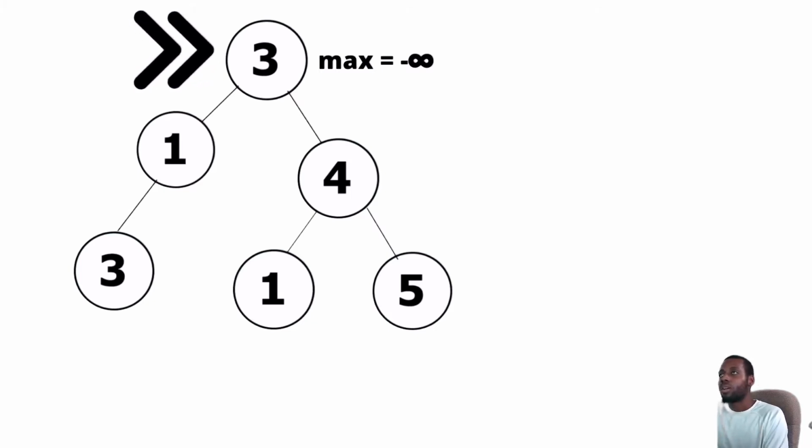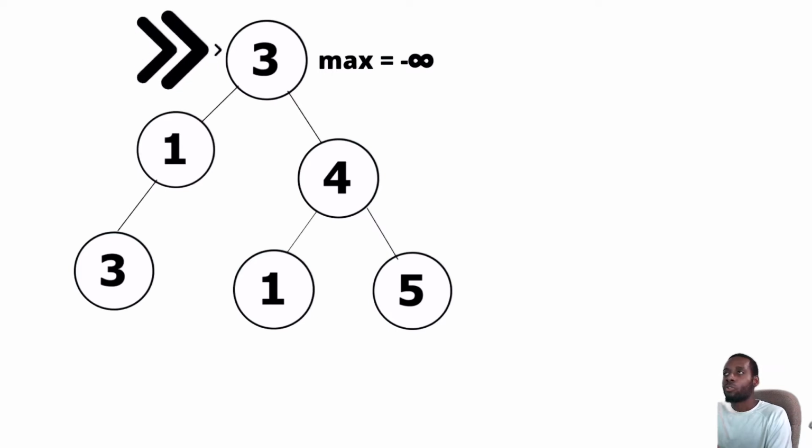So right now, guys, when we first start, the maximum value that we've seen in that path, we give it a very small number, negative infinity, right? Because we're gonna recursively check, we're gonna compare the node that we're currently on with the maximum so far that we've seen along that path.